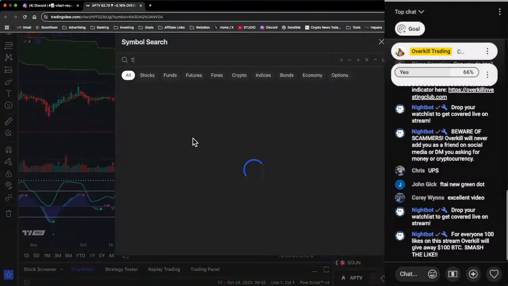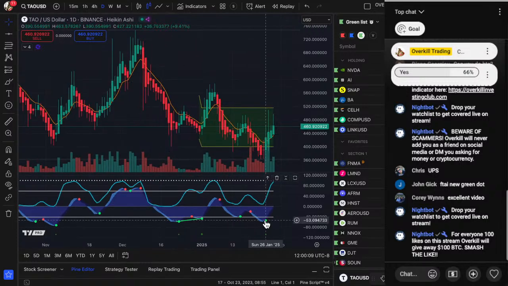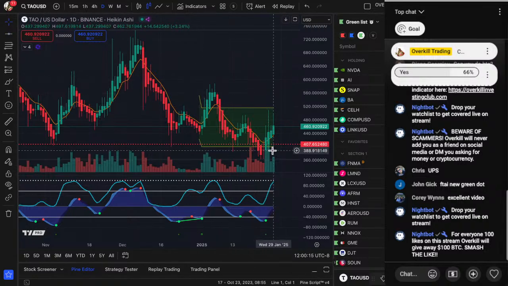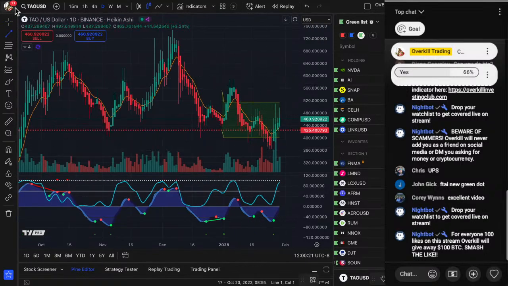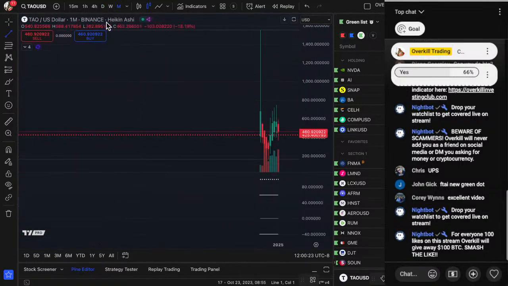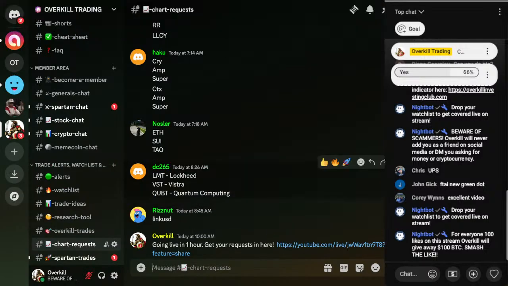We got TAO. TAO, got the green dot there at 400. Nice move. Just make sure it holds on to that $400 level. You could even move it up a little bit to like 420. But the stochastic's up there, so 425 would be my stop on this. The monthly chart is red, so you want to be careful and use that stop loss at 425.